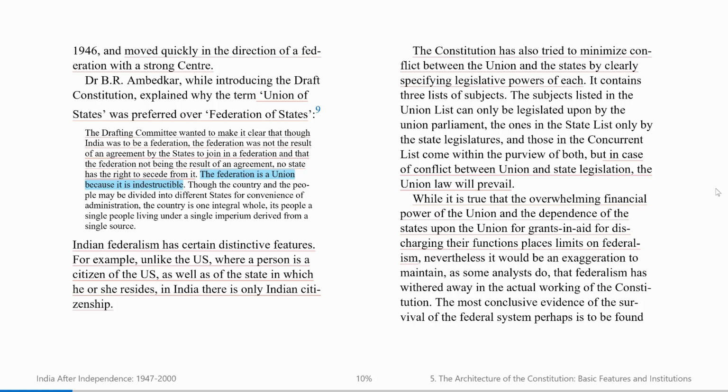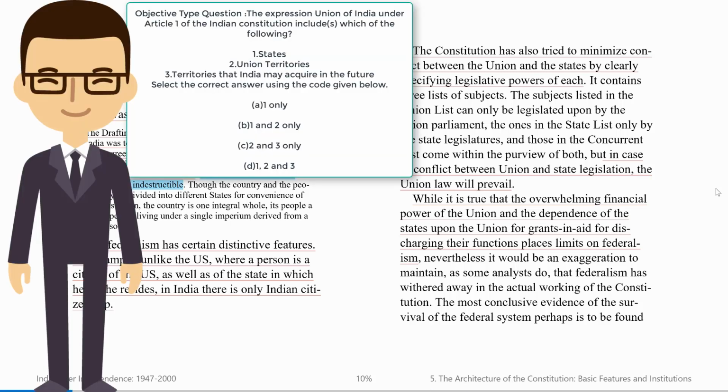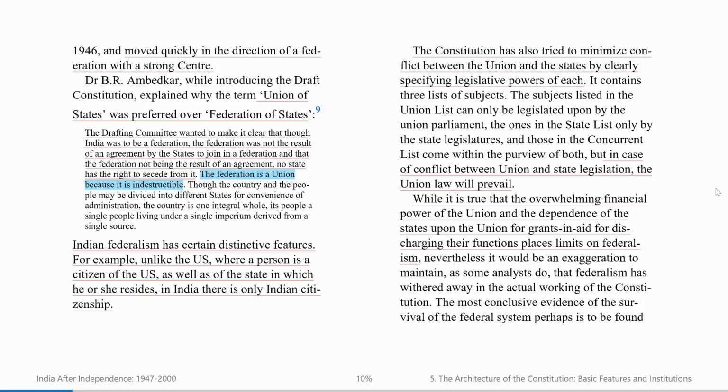What B. R. Ambedkar says, right? The federation was not a result of an agreement by the states to join a federation, which was the case in the United States. So understand the fact that the Indian federation has distinctive features. For example, unlike the US, where a person is a citizen of the US as well as of the state in which he or she resides, in India there is only one Indian citizenship.